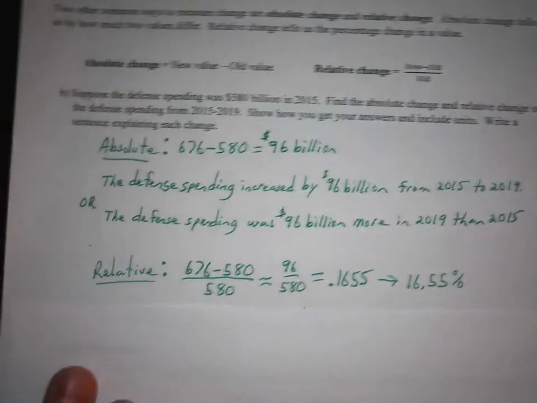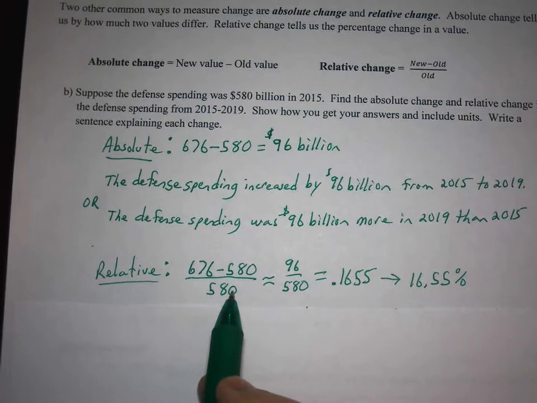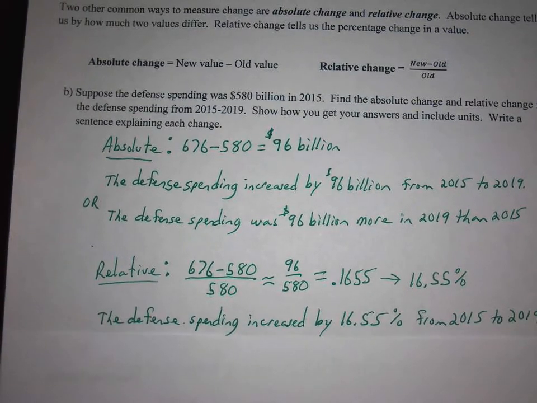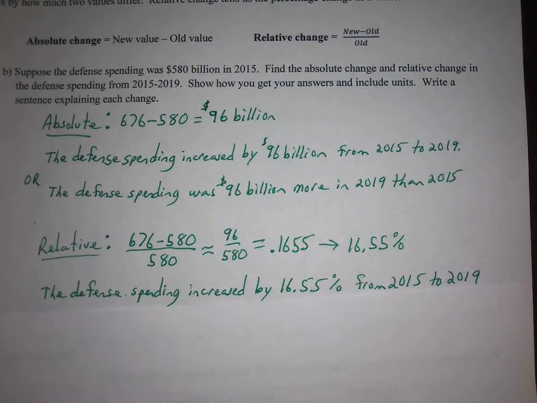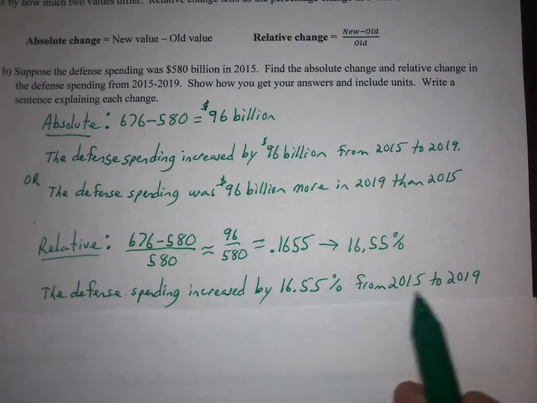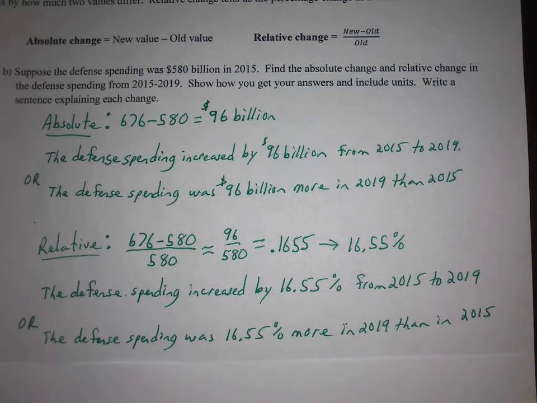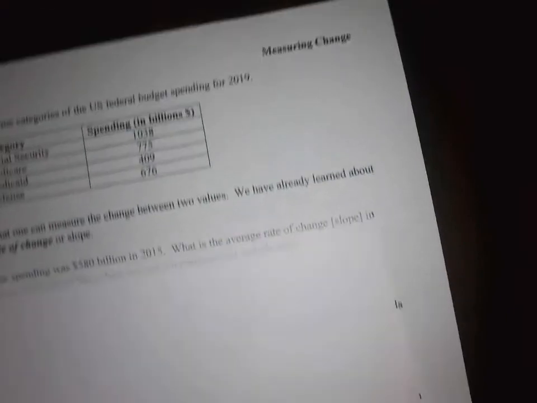So think about what that would mean. From where we started, from the 580, the 676 is 16.55% higher than that, or more than that. So the way you describe that, again, I'm going to show you two different ways to describe it. The defense spending increased by 16.55% over those 4 years. Or you could say the defense spending was 16.55% more in 2019 than in 2015. So hopefully that isn't too crazy to think about. Okay, going on to the next example.